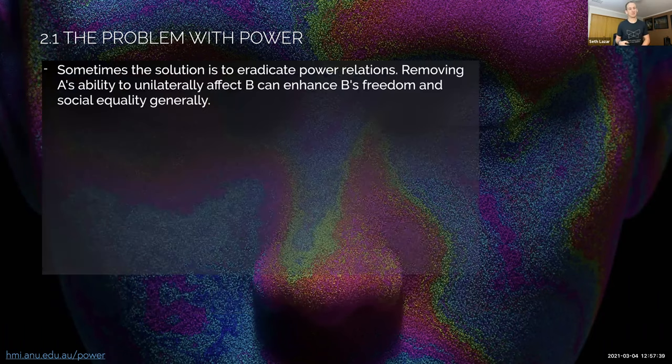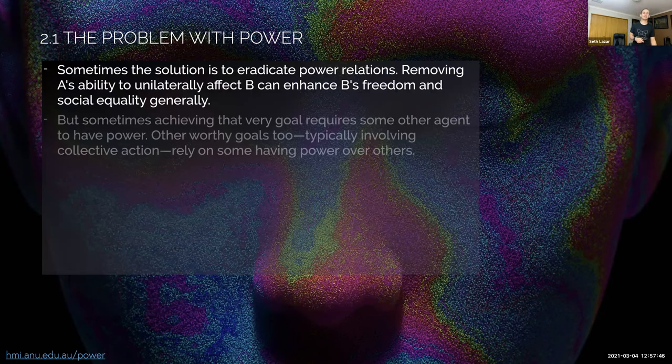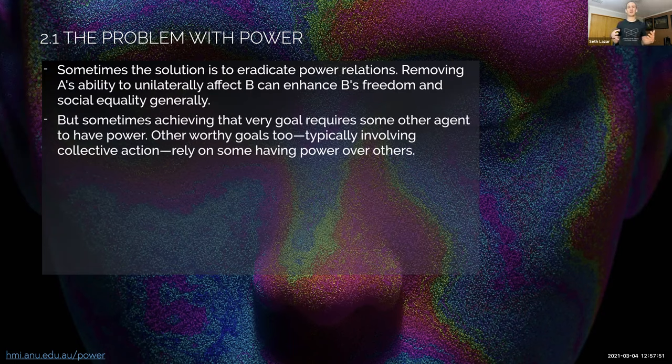And that's the big missing piece here. Sometimes what you have to do is eradicate power relations, and that can induce equality, it can enhance freedom. But sometimes in order to enable people to exist on an equal social plane, in order to enable people to act freely, you need to have power in place. Trivially speaking, in order to stop the strong preying on the weak, you need to have a powerful agent that's going to protect the weak, right?